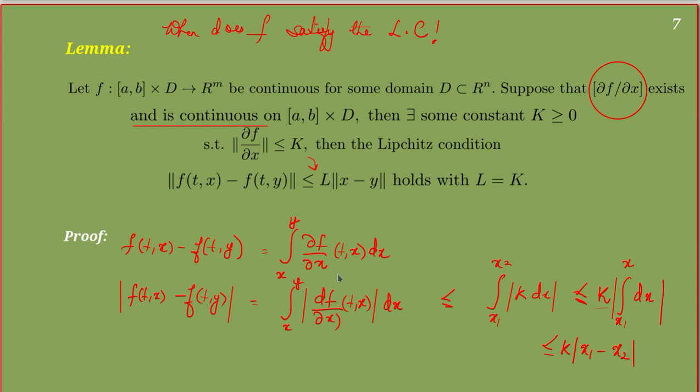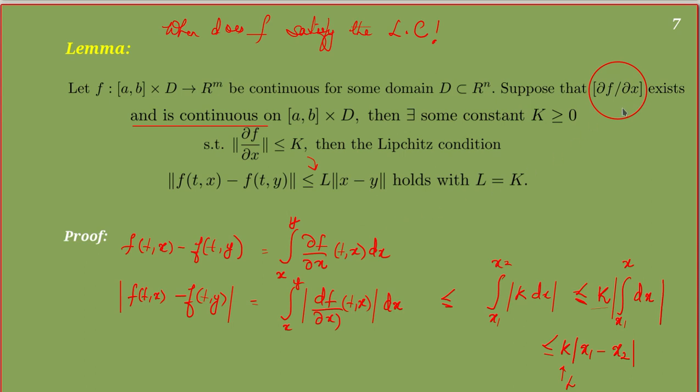So what does this say? If the partial derivative of f with respect to x is less than or equal to k, then the Lipschitz condition is satisfied by default. So when does a function f satisfy the Lipschitz condition? If the derivative of f with respect to x is continuous and bounded by some constant k, then the Lipschitz condition holds, with L equal to k. This is the lemma which states that.